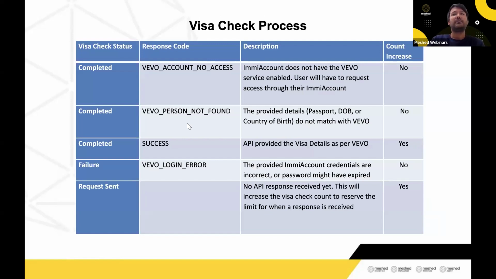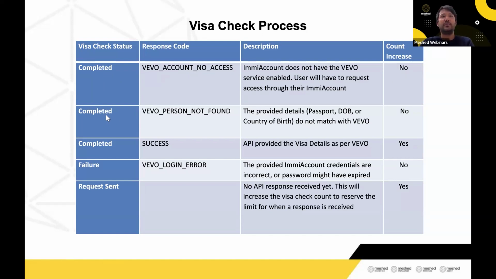Based on the current API responses we get, if the status is completed and the response code says viewer account no access, that means the service has not been enabled. In this case, you will know that you need to add the viewer service in your IMEI account. When I say 10 free visa checks per month, if you get this response, your count of 10 remains as it is, it doesn't change.